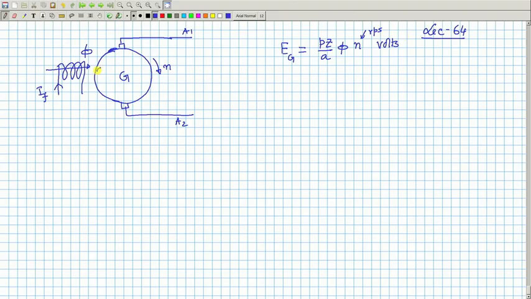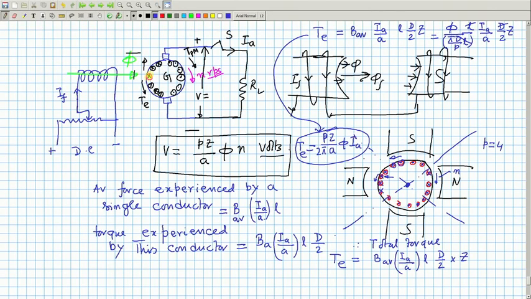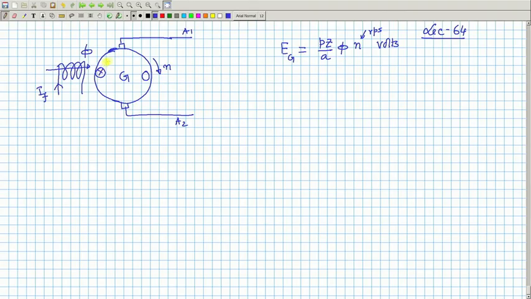the polarity of these voltages can be found out. Instead of drawing all the conductors here in these slots, I will just draw two conductors, because in this DC machine, one good thing is under a particular pole, the direction of currents will remain the same in all the conductors, or generated EMF polarity will remain the same. So, if you apply right hand rule, we found that it will be cross under a north pole. So, applying right hand rule, this side will be cross and this will be dot. This is the polarity of the induced EMF in each conductor.